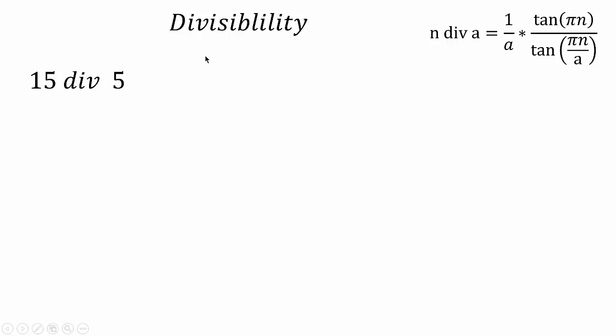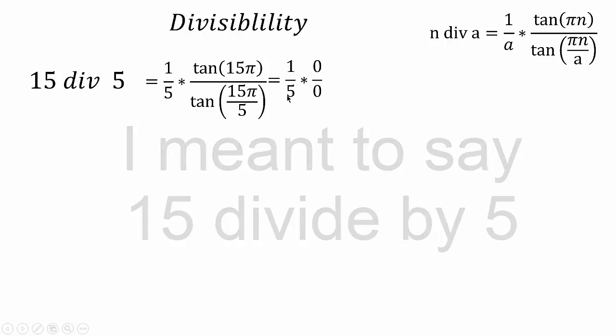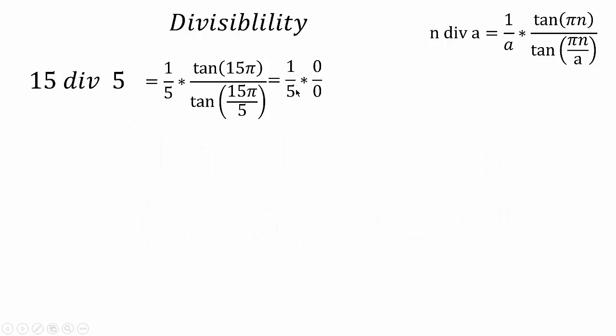So let's see another example, 15 divided by 5. First we plug in the values and we will get the indeterminate form, and we will find the value to be 1 using the concept of limit. So it means 15 is divisible by 5.